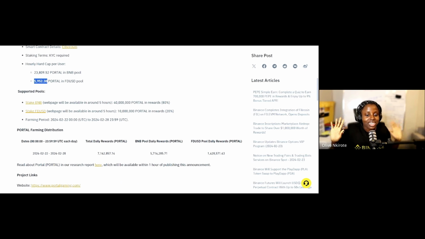Imagine, guys, that's it. Those are the 3 terms and conditions. Personally, they are very easy, in my opinion, because I've been making money with launch pools for the last 2 years, and I'm here to share with you guys because this has been a life-changing side hustle for me. You can see here, if you stake BNB, 40 million Portal rewards are going to them, and for FDUSD, it's 10 million Portal going to them. So BNB is getting 80%, and FDUSD is getting 20%.